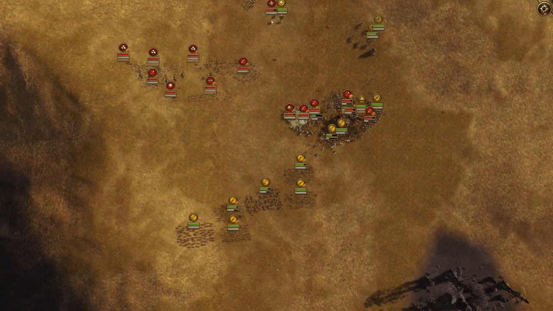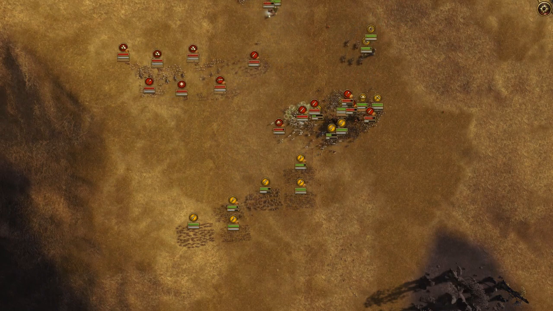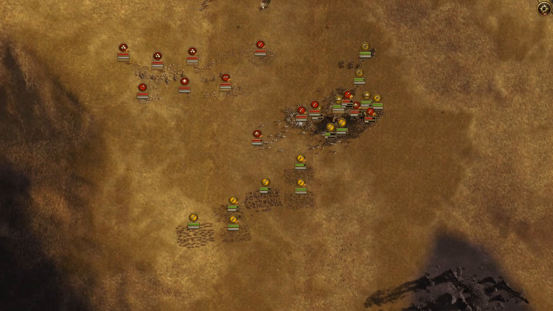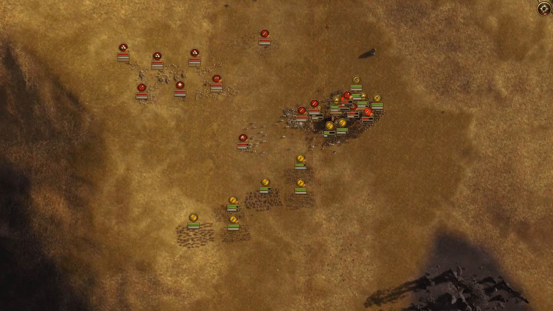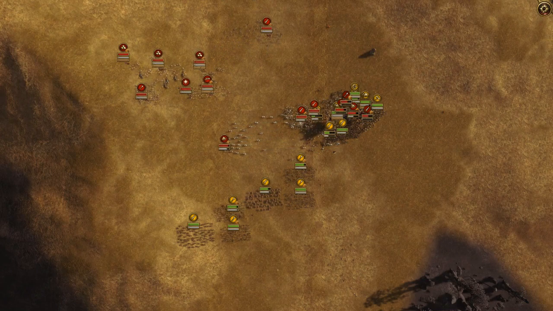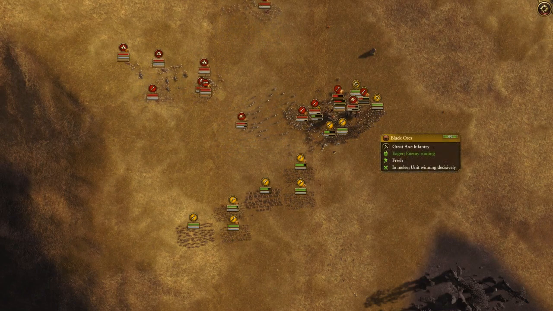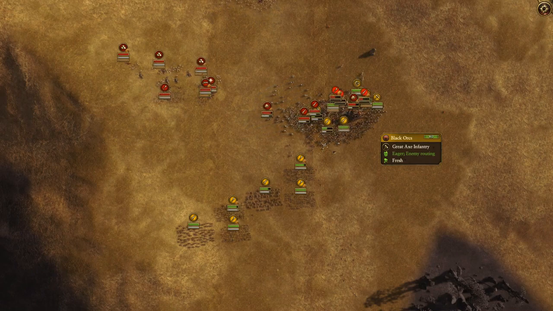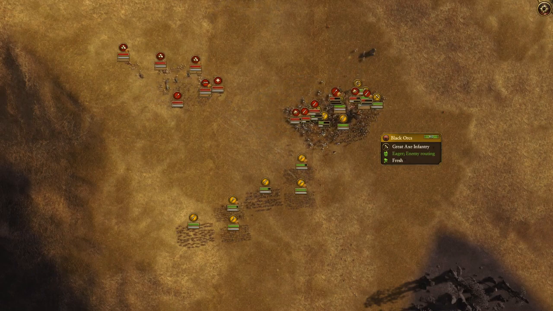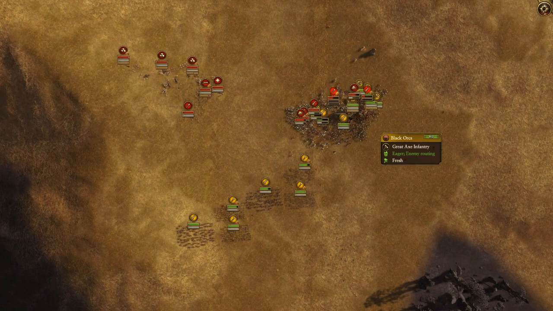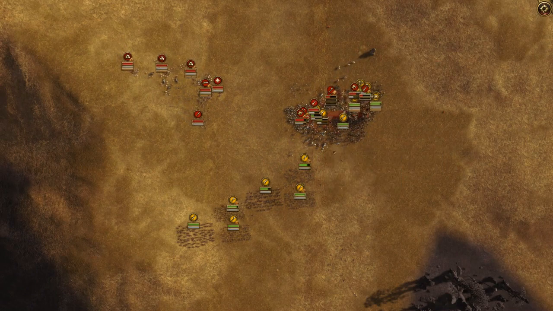You'll see that my left-hand side, so the weaker element of my army, is still refusing combat. It's staying off, and despite the fact that the goblins are getting absolutely slaughtered by pistol fire, it's just not worth me risking them at this point.